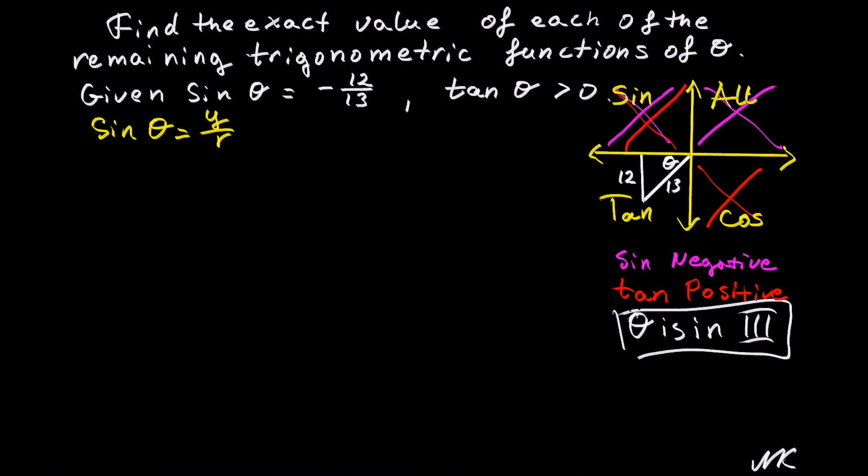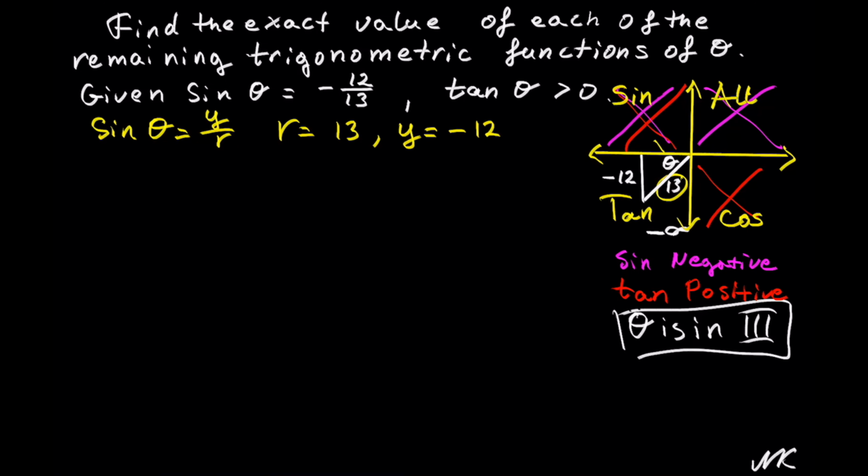R is always positive, this 13 hypotenuse, whatever you want to call it. So r will be equal to positive 13, which will make y being equal to negative 12. If you're using a reference triangle, just realize that below the x-axis, y values are going towards negative infinity. So this y value, the height, is equal to negative 12.